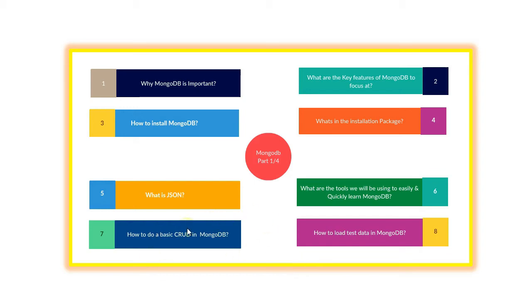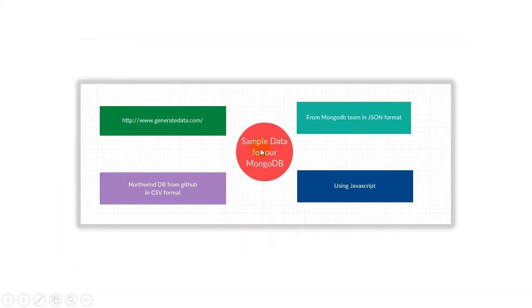We have seen how easy it is to do CRUD with MongoDB using the tools. Now to the final part of our stage 1, that is the last question: how to load test data in MongoDB. Test data for our MongoDB can be loaded from 4 different sources: either from a CSV format, from data generators like generatedata.com, using JavaScript, and finally using JSON format data.